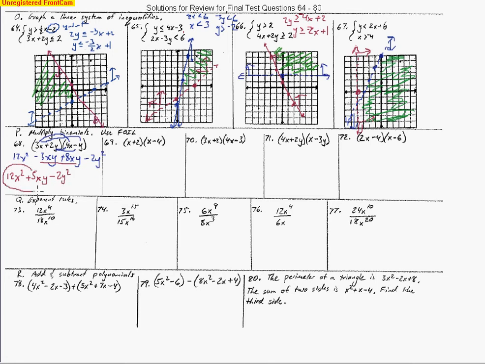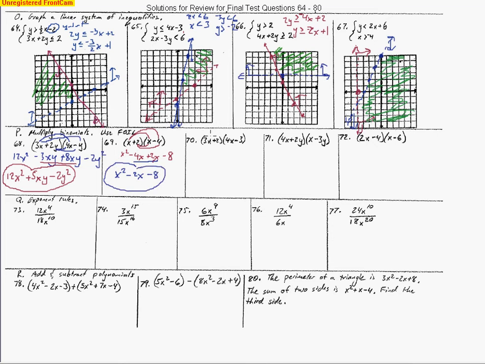That is my answer. Well, the next one, it's using FOIL again. First terms are x and x, making x squared. Then the outside terms, we got negative 4x. And I move to the inside right here, positive 2x. And then the last terms make negative 8. And so I'm able to combine the outside and the inside terms. And so I'm left with x squared minus 2x, because there's more negatives than positives, and then minus 8.